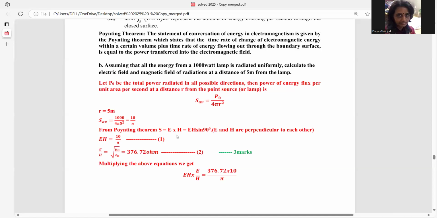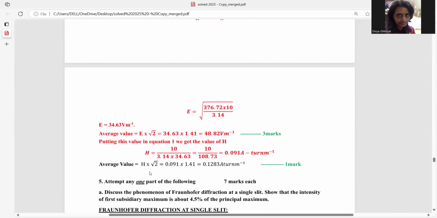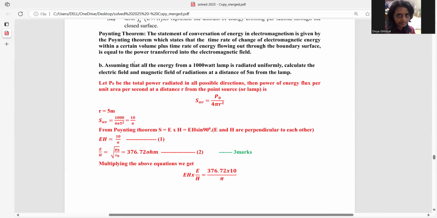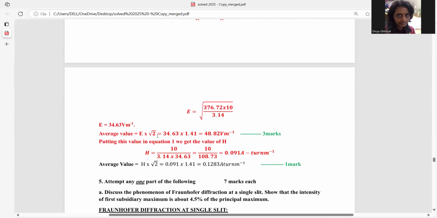So from Poynting theorem, S is equal to E cross H, EH sine 90, because E and H are perpendicular to each other. And E upon H is equal to 377 or 376.72. Now, these two equations you have got, you solve them mathematically and you get the answer. One more thing. See, in the question, it is saying calculate the electric and magnetic fields of radiation. So you will take the average and multiply it by root 2 here. And H also you find from the two expressions and multiply by root 2.